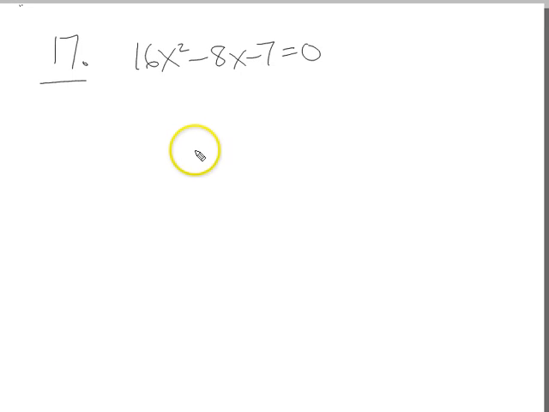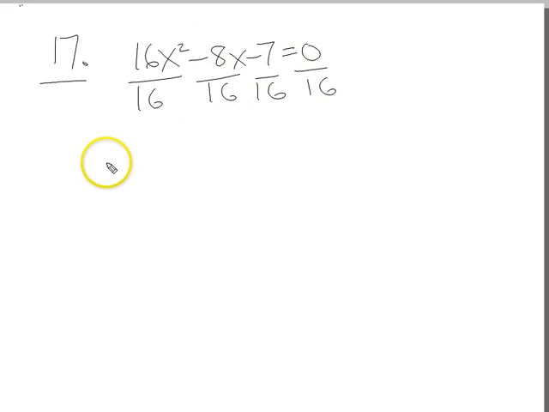Right, let's have a go at this one then, guys. It has 16x squared minus 8x minus 7. Everything's in the right location. So let's just divide by 16 all the way through, so we get x squared divided by 16 all the way through both sides of the equation.